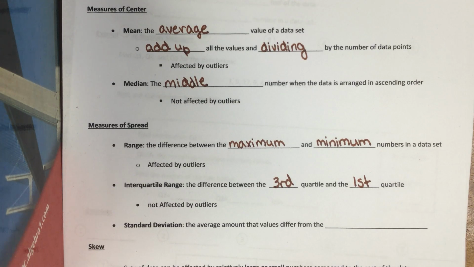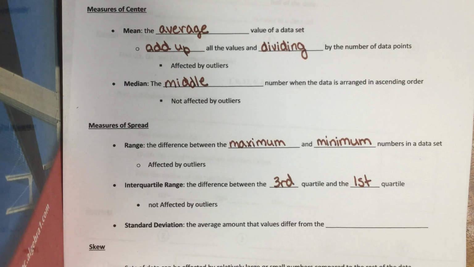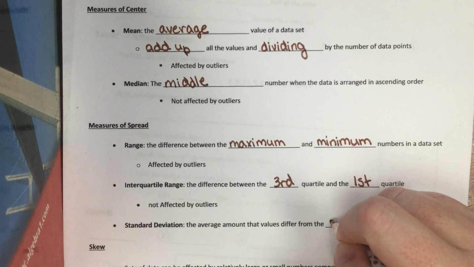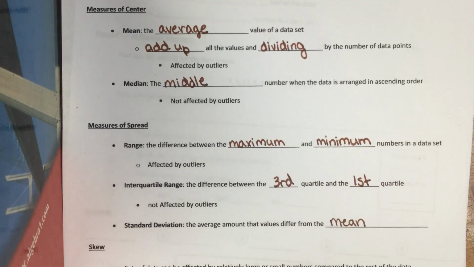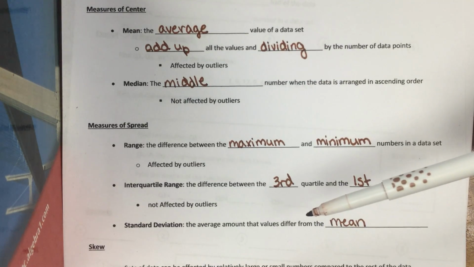And then the last measure of spread is standard deviation. That is one that you guys have not dealt with before. There is a crazy formula. Luckily for you guys in Math 1, you don't have to memorize it. You can just let the calculator do it for you. But the standard deviation is the average amount that the values differ from the mean. All right, so we've got two sets of vocab, measures of center and measures of spread.